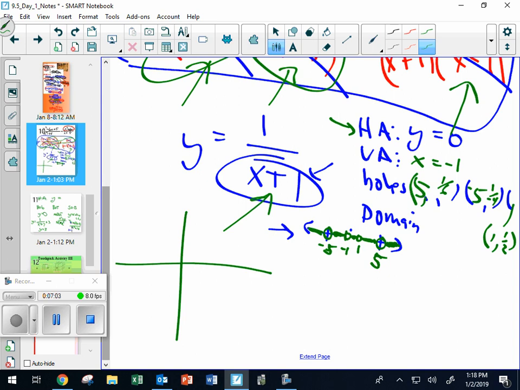What's your best friend if you stay stuck on graphs? An XY chart, and you stick in any numbers you want and see what you get. Let's say I stuck in a 0. Then you'd get 1. 0, 1 must be on your graph. What if I stuck in a -2? That makes -1. That has to be on your graph.